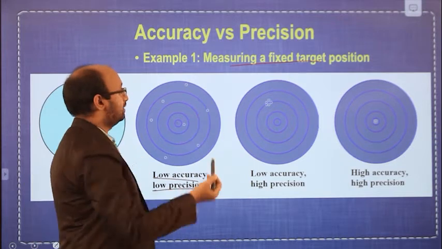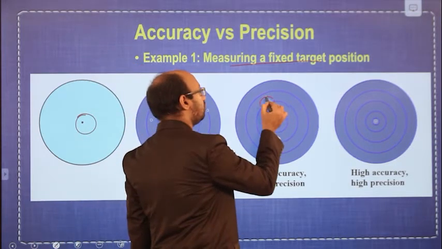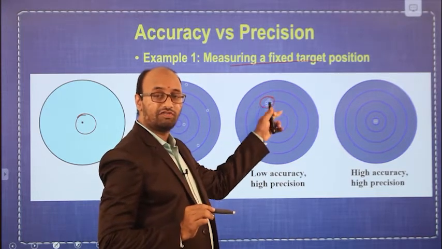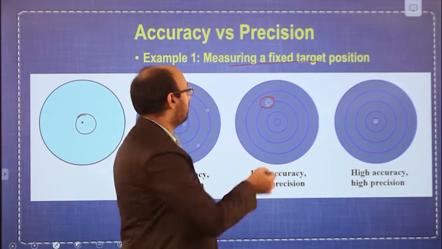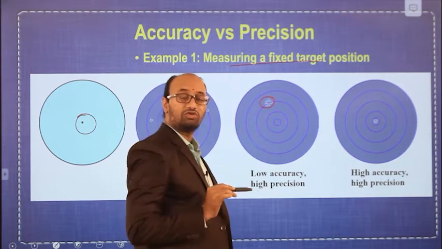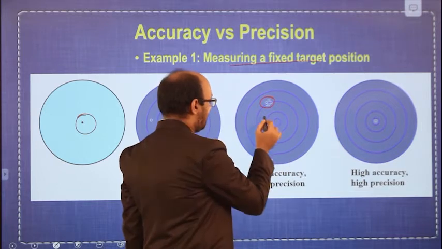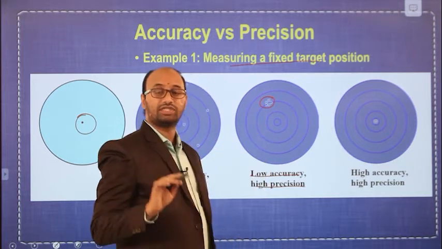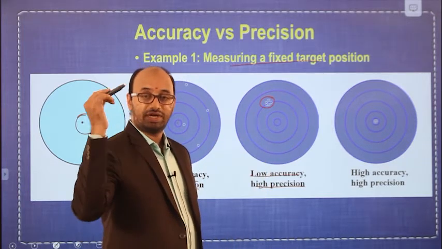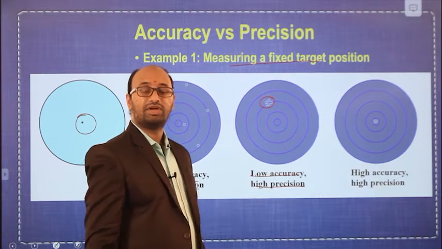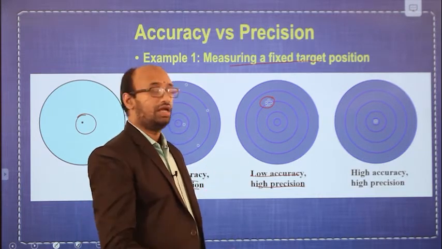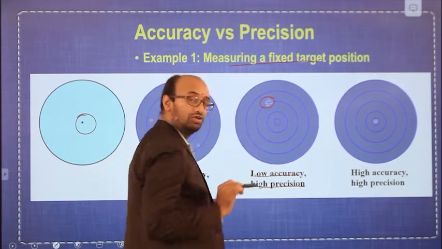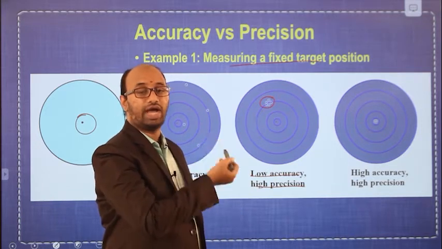Let us take the second case. In this case, the measurements are close to one another, meaning there is agreement in the measurements. They are close to one another, but they are not close to the central position. So in this case there is low accuracy and high precision because the measured positions are close to one another. So there is repeatability of measurements. It means the measurement is precise. There is high precision, and all these measurements are not close to the central position. So there is low accuracy.